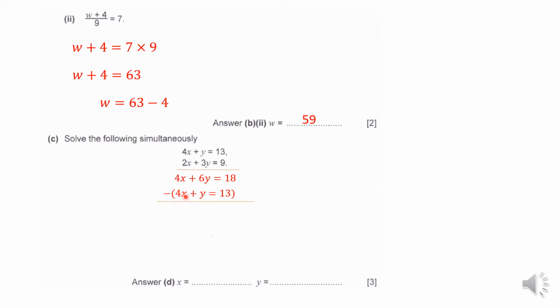Now the 4x cancel, or they eliminate. 6y minus 1y, remember there's a 1 there, it's 5y. And 18 minus 13 is 5. So it's clear that y is equal to 1 when you divide. Now that you have the answer for y, put it in any one of the two original equations in order to find the value of x. So I'm using the first one here: 4x plus whatever the value of y is, in this case 1, equals 13. Get that 1 to the other side, gives you 4x is equal to 12. 4 into 12 is 3. So the value of x is 3, and the value of y is 1.